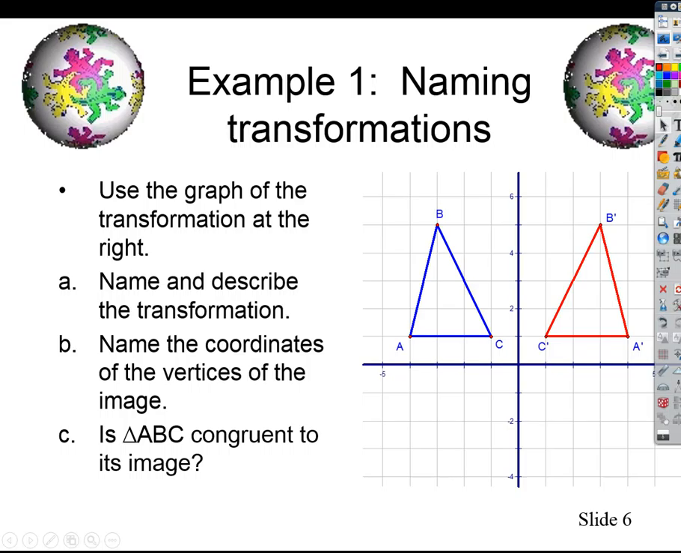So what is this one? Tell me, what kind of transformation is that? It's a reflection. Everybody see that?